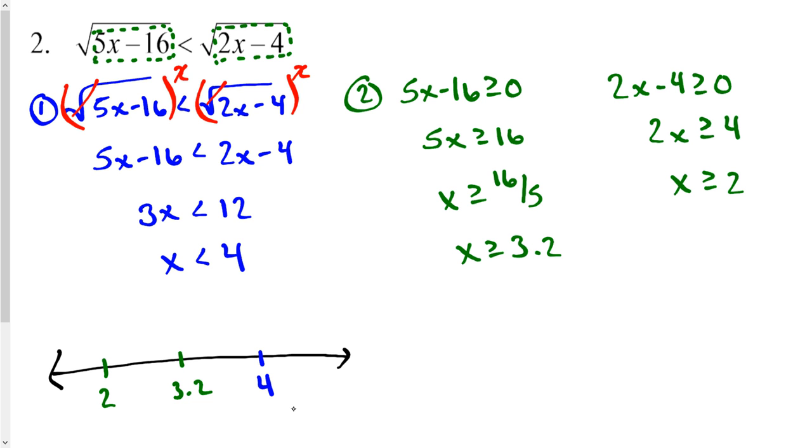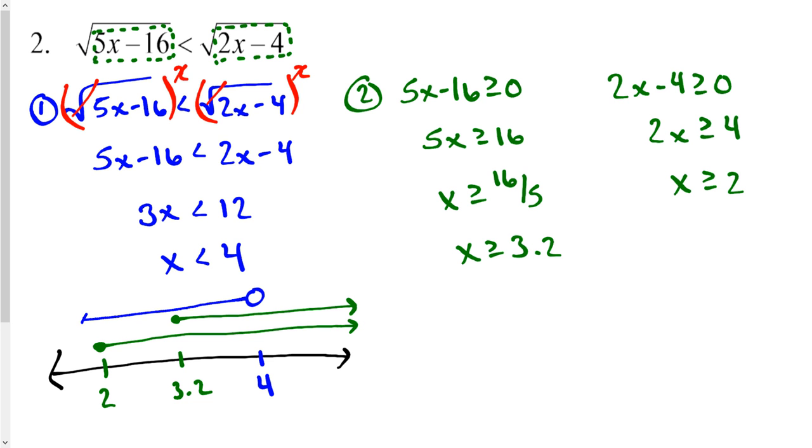Okay. So if I start with the smallest one, x has to be greater than or equal to positive 2. So greater than or equal to means solid dot, and these are all the numbers that are greater than it. If I look over here, x also has to be greater than or equal to 3.2. So greater than or equal to, so it's inclusive. These are all the numbers that are greater than or equal to 3.2, okay? Then when I get to 4, x has to be less than 4. Not less than or equal to, just less than. So I'm going to use an open circle, and I'm going to go to the left, okay?